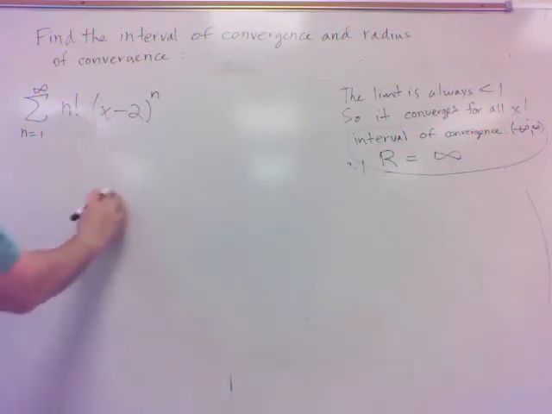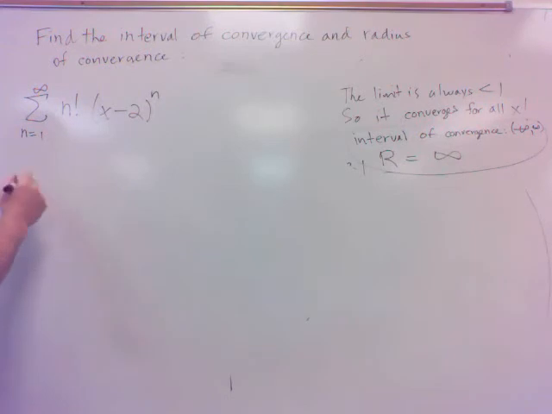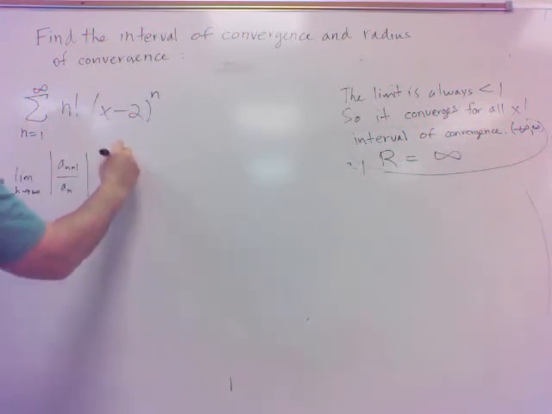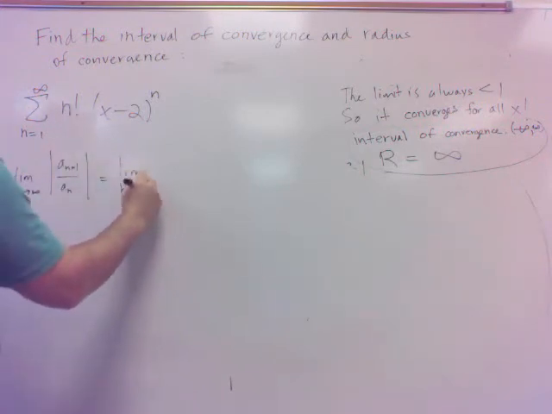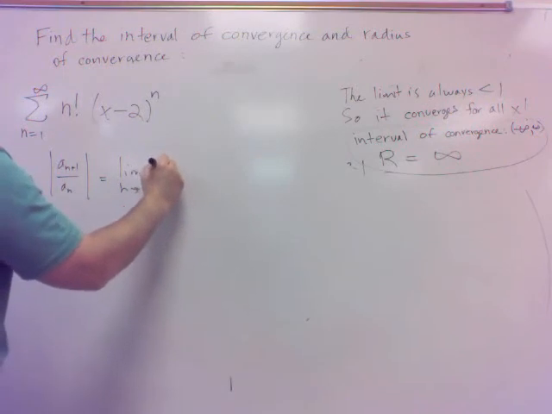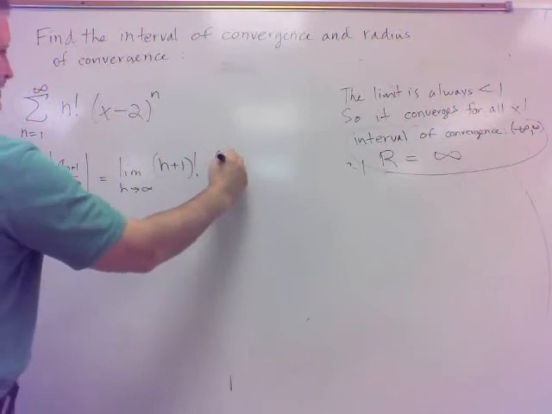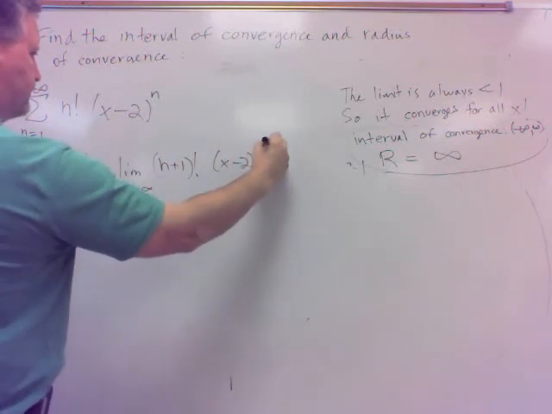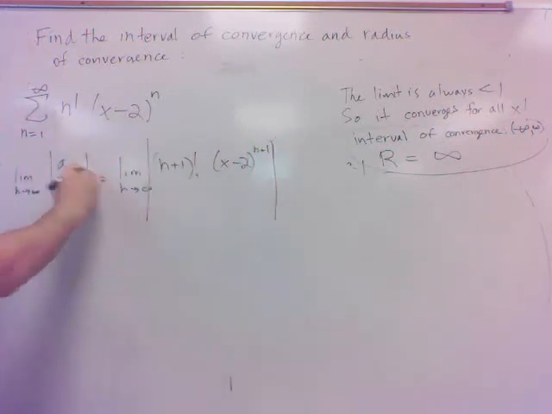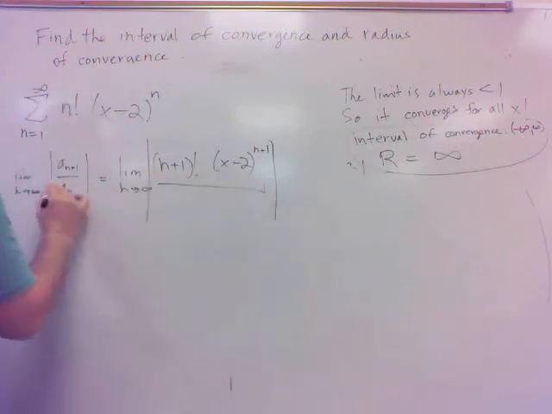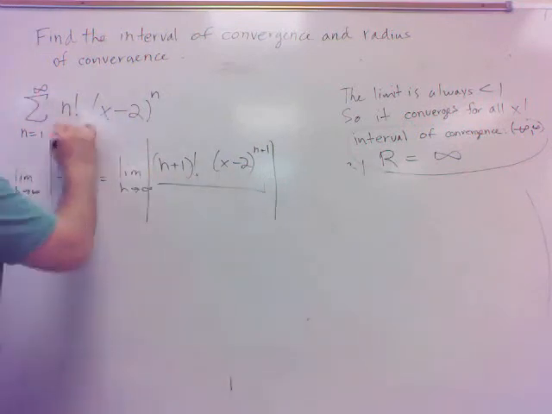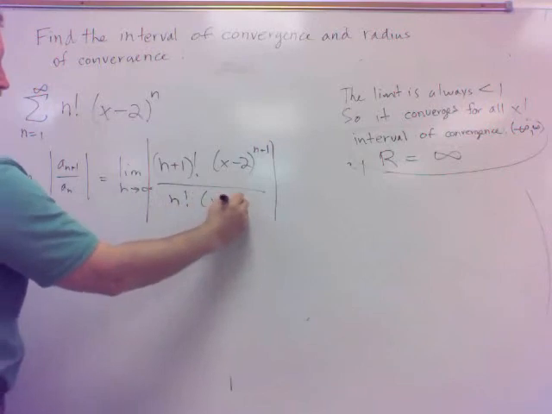Okay, well, let's look at our limit. A sub n plus 1 divided by a sub n. All right, so that's the limit as n goes to infinity. Oh, we got n plus 1 factorial times (x minus 2) to the n plus 1. And since this one doesn't have fractions, I'm just going to go ahead and divide. Don't have to do the reciprocal thing here. Just divide by a sub n, n factorial times (x minus 2) to the n.